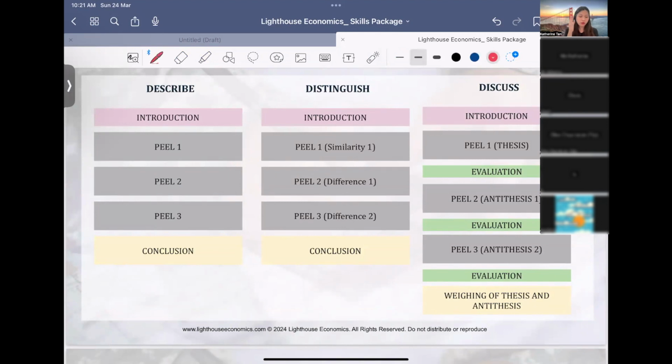So in summary, this is how you want to write the three types of essay. For describe, it's just points. Distinguish can be either a 10 or 15 mark question, depending, but usually it's a 10 mark question. For 10 marks, it will be the same as describe, just that your points will be similarity and difference. Discuss, assess, evaluate will be thesis, antithesis, and antithesis, or it can be thesis, antithesis. If you don't know what thesis and antithesis are, it just means that you agree with the question, and you disagree with the question.